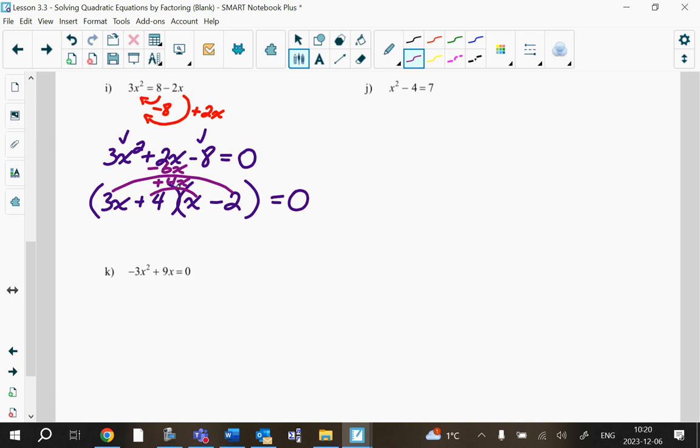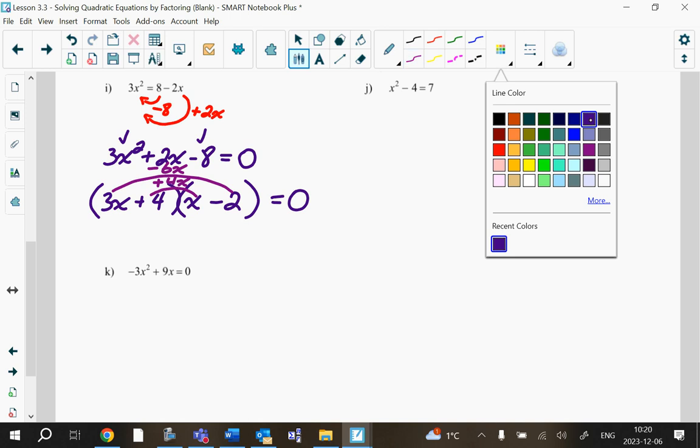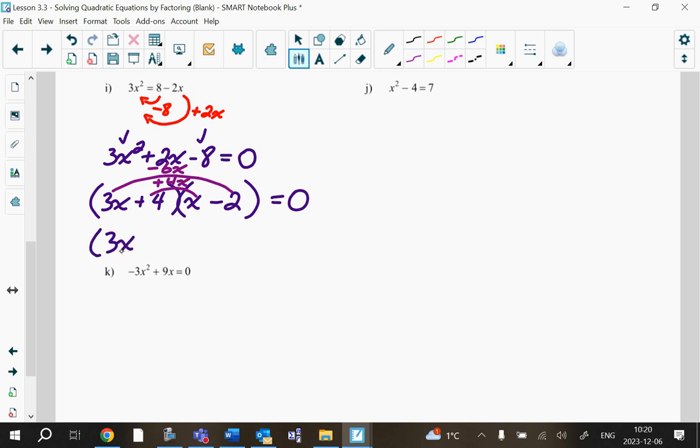Switch just the signs. Because I got the right number, I got 2x. I just got the wrong sign. So this is not the correct factored form. If I switch the signs, that will get me the correct factored form. 3x minus 4 times x plus 2. So that's wrong, but that is right.